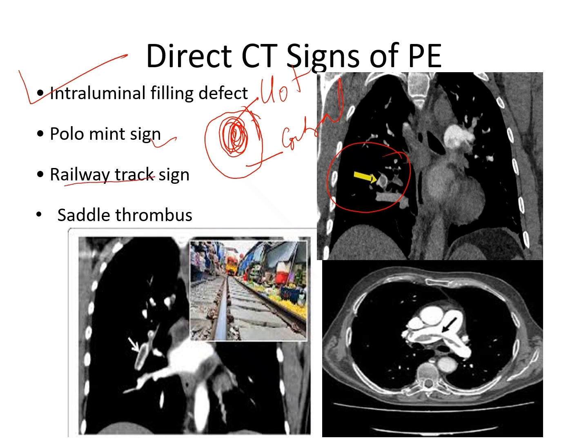Another one is the railway track sign. This is seen in the long axis of the pulmonary artery. As we can see, this is the long axis of the pulmonary artery and this is the filling defect simulating a railway track. So this is called the railway track sign of pulmonary embolism. Saddle thrombus is the thrombus within the bifurcation of the main pulmonary artery. As we can see in this image, this is the saddle thrombus. So these are the direct signs of pulmonary embolism.